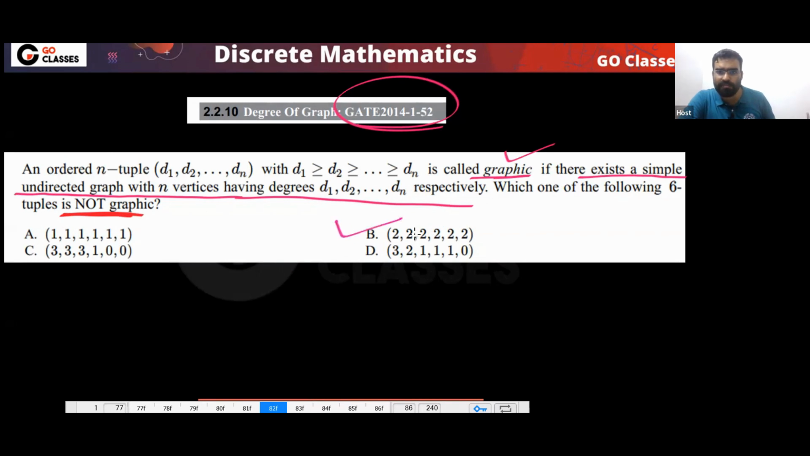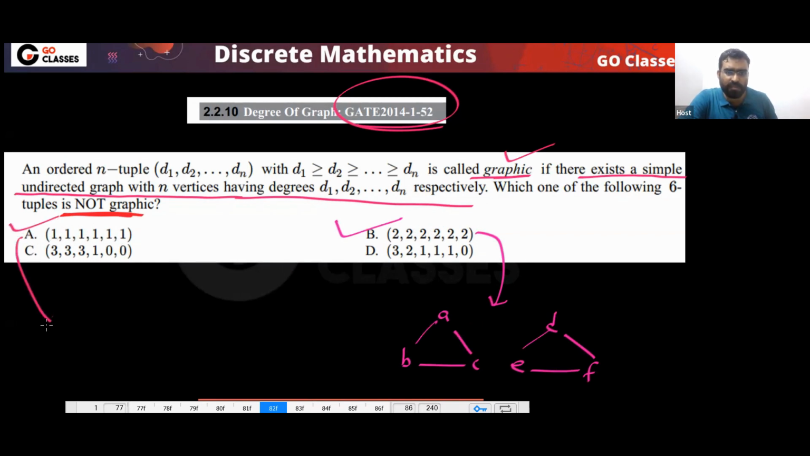See, this will be graphic. You can very easily create the graph, because you can create A, B, C, D, E, F. So this is definitely graphic. Very simple. And this one, 1, 1, 1, 1, is also graphic. What about this one? This is also graphic, with A, B, C, D, E, F. So these are graphic.